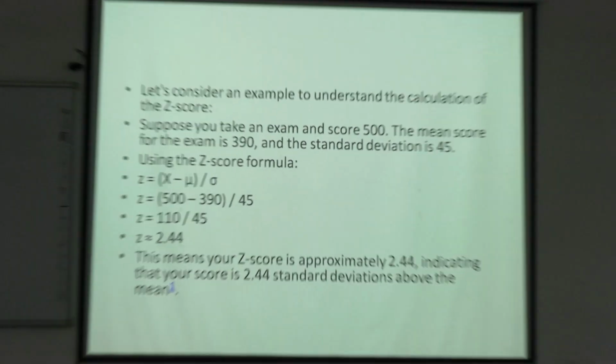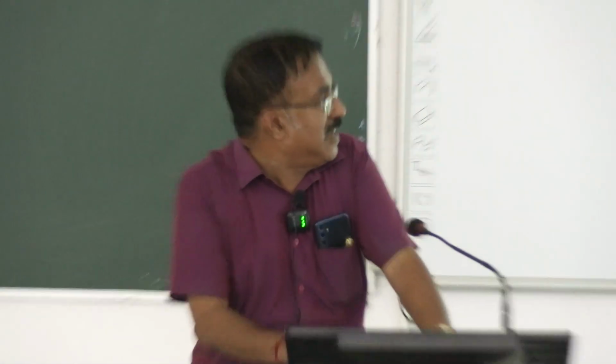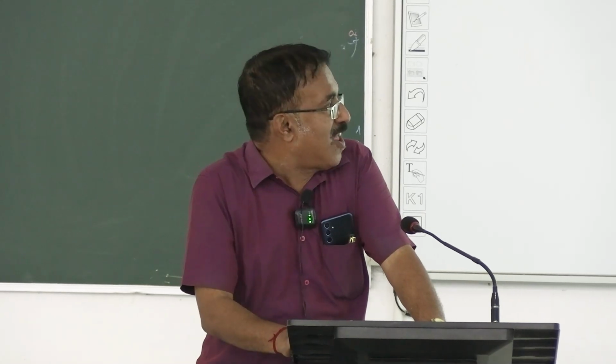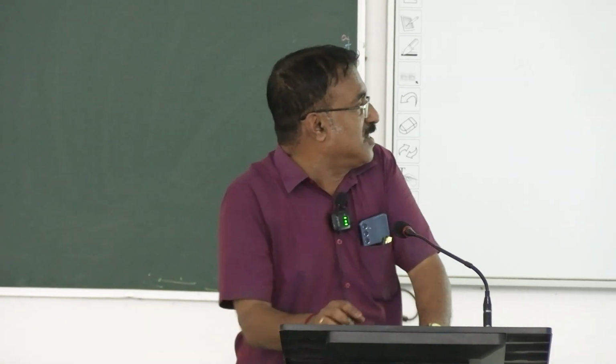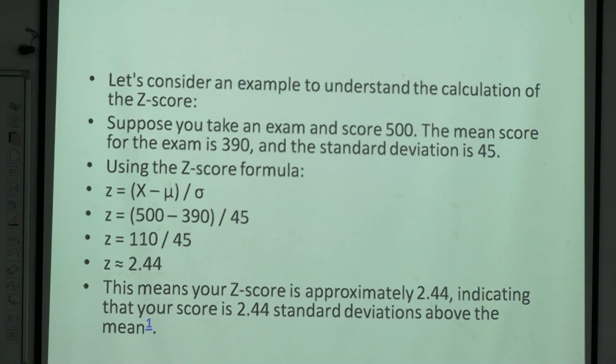Now let's take an example. You're going to give an exam, and the exam total score is 500. You scored 500, and the average score is 390, and the standard deviation is 45. So using the Z score formula, Z is equal to x minus mu divided by sigma. So 500 is your score minus 390, the average score, divided by the standard deviation, which is 45 in this case. So you get a Z score of 2.44, indicating your score is 2.44 standard deviations above the mean.